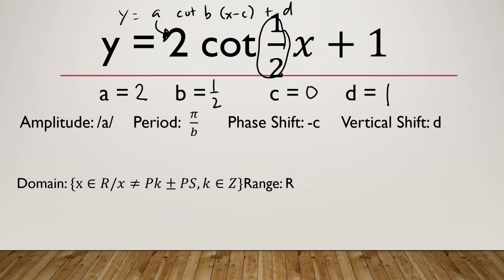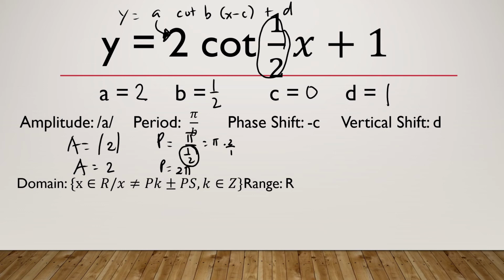Let us now find the values of amplitude. A is equal to the absolute value of 2. So A is equal to 2. For period, p is equal to pi over b. Your b is equal to 1/2. So pi divided by 1/2, just get the reciprocal of 1/2, and that's 2 over 1. And multiply that to the numerator. So it will be pi times 2 over 1. So p is equal to 2 pi.